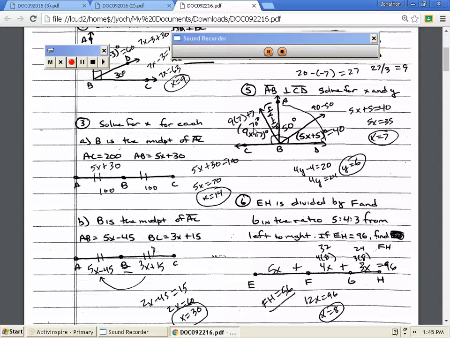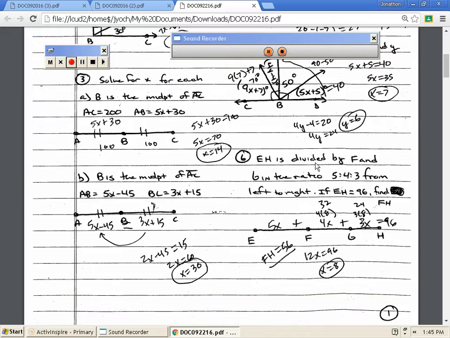Plug 7 in right here. 9 times 7 plus 7 is 70. 4y minus 4 is 20. Y is 6.